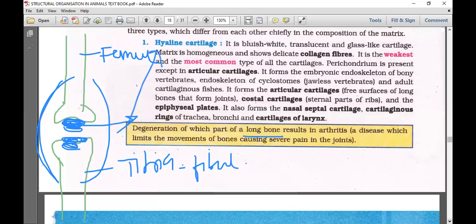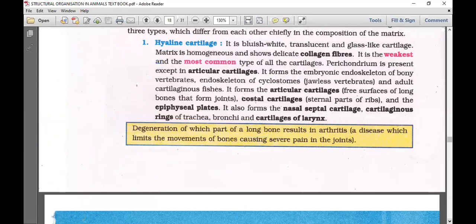Which part? Hyaline cartilage. Nowadays you may know about knee replacement and other surgeries because of joint pains in the legs. That is because of degeneration of this cartilage. That means you should try to understand the importance of hyaline cartilage. That's why this particular box item is given.